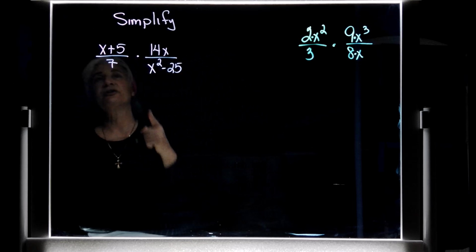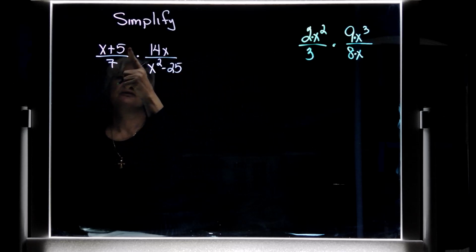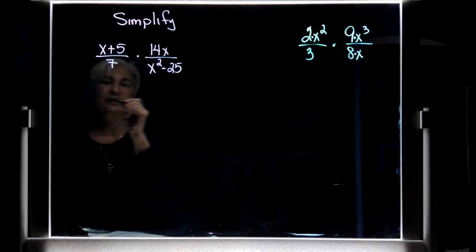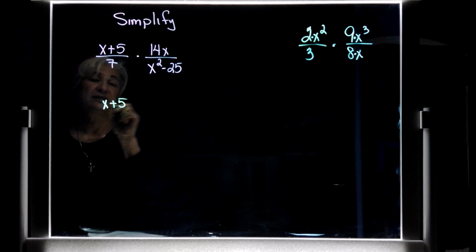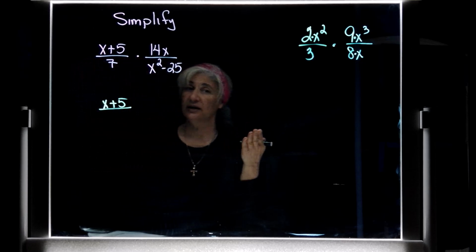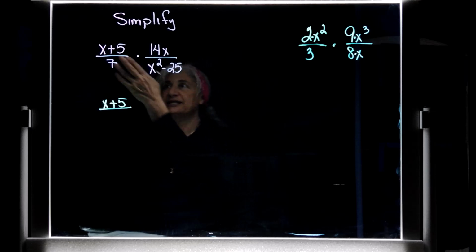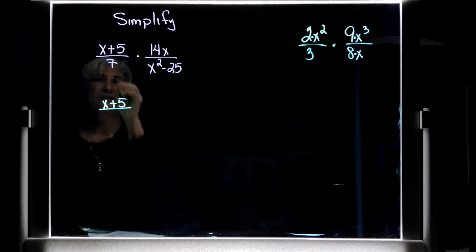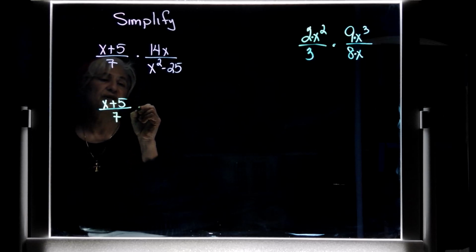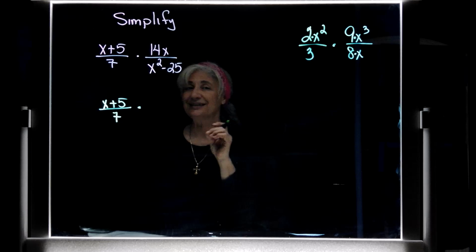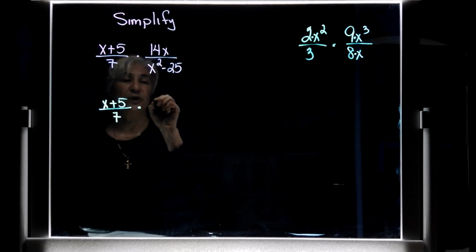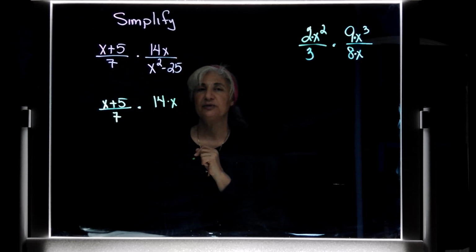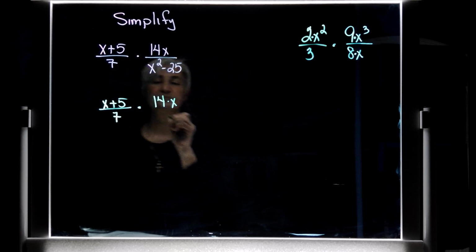So if I look over here, x plus 5, that's an addition problem. If I try to turn it into a multiplication problem, I can't do much with it because it doesn't factor, because that's the only way, remember, to turn addition and subtraction problems into multiplication. The denominator is just a 7, not much to do there. This numerator is technically 14 times x, so I'm good with that. I'm going to leave it alone. And I put a little multiplication dot in between, just for visual.